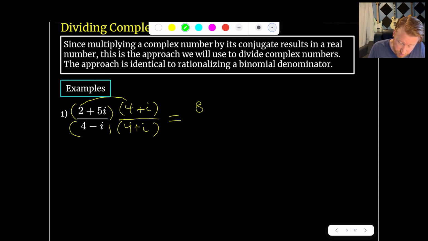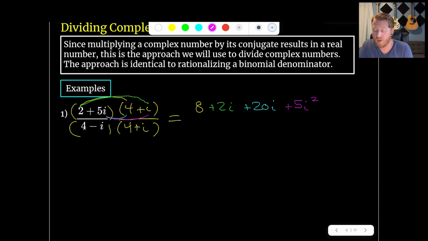Get some other colors ready here. Then we've got 2 times i, which is going to give us plus 2i. Then we're going to do 5i times 4, which is going to give us plus 20i. And then the last term here, we're going to have plus 5i times i, which is going to give us plus 5i squared. And we're going to remember that i squared is -1, and we can make that adjustment in just a step or two here.